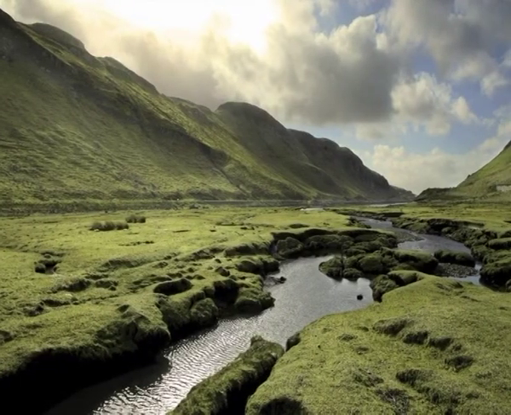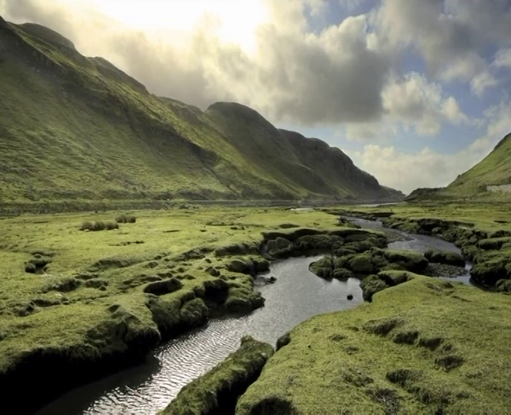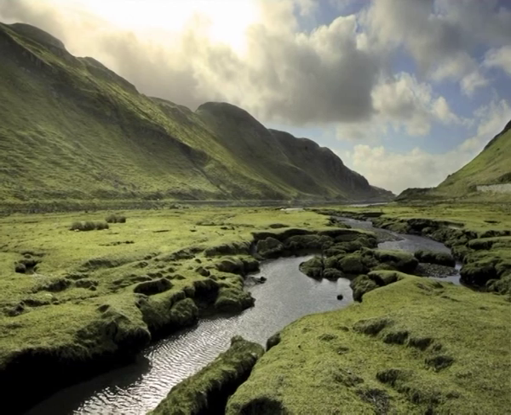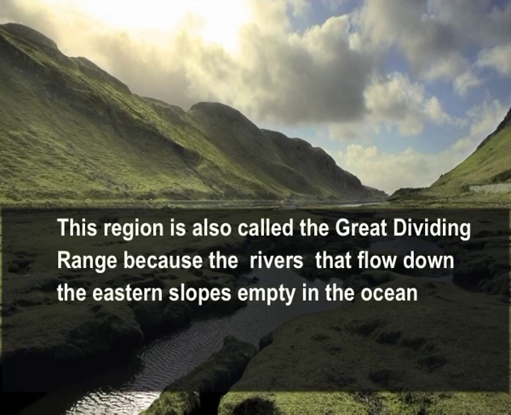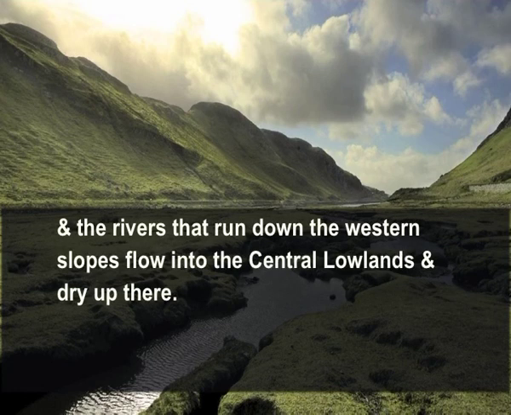The Eastern Highlands are the highest parts of the continent, with high altitude mountains. This region is also called the Great Dividing Range because the rivers that flow down the eastern slopes empty in the ocean, and the rivers that run down the western slopes flow into the central lowlands and dry up there.